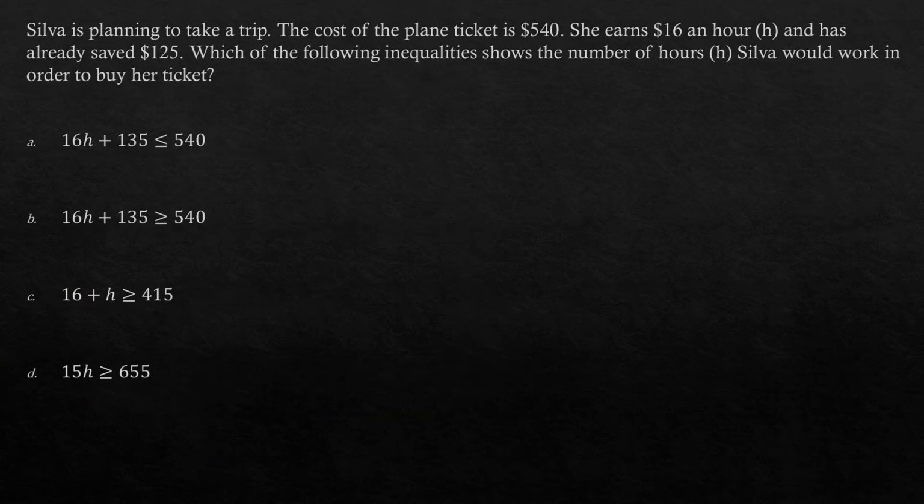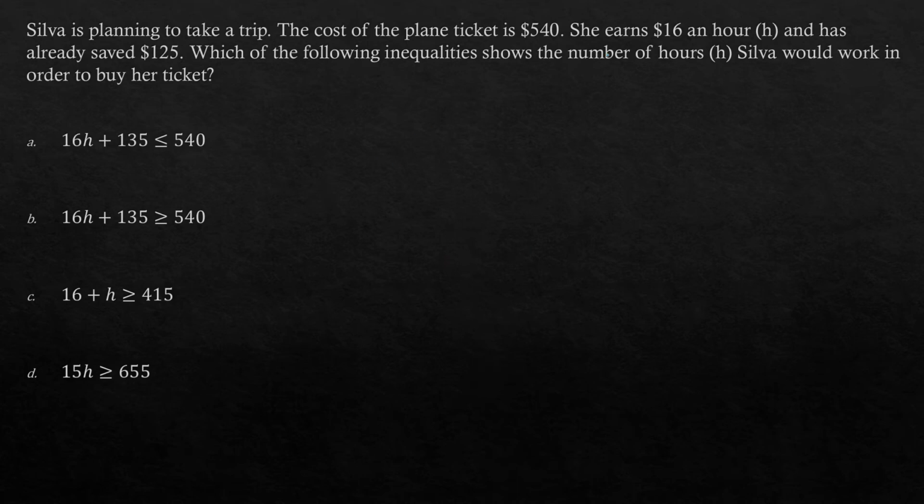Silva is planning to take a trip. The cost of a plane ticket is $540. She earns $16 an hour and has already saved $125. Which of the following inequalities shows the number of hours H Silva should work in order to buy her ticket?